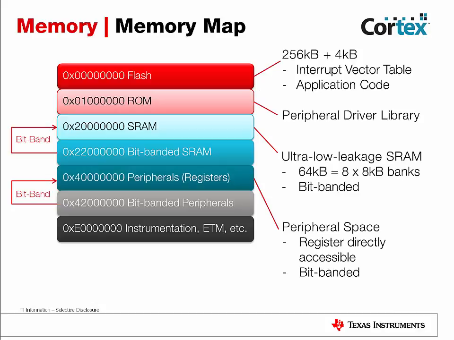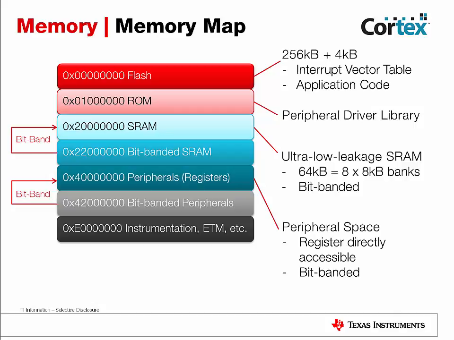So the MSP432 follows the standardized Cortex-M memory map, starting off with the flash memory located in the first area in the memory, starting at 0x00. This is where your interrupt vector table as well as your main application code reside. Moving on, the ROM memory is located at 0x01 million. This is where the MSP432 peripheral driver library, or DriverLib, is located.